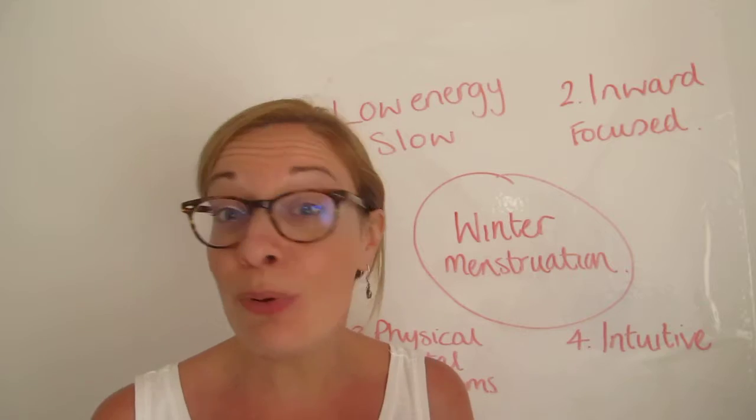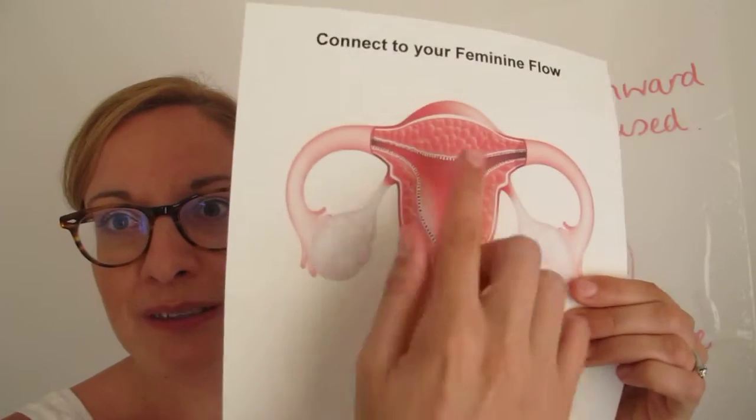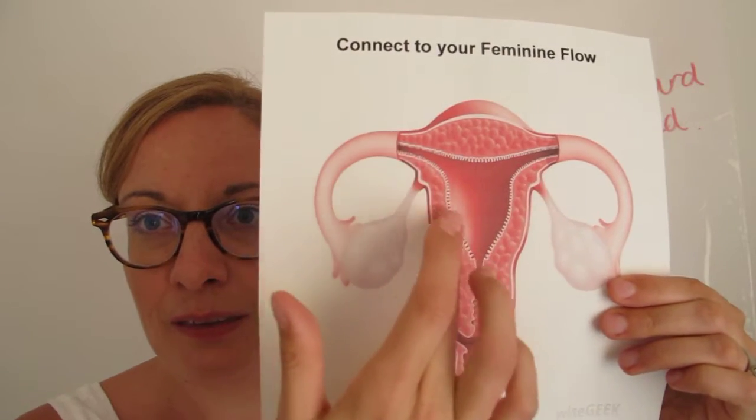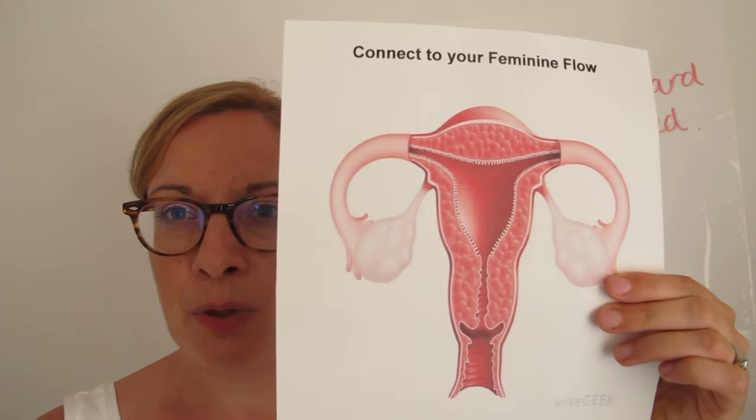But what's going on in your body during a period? Well, as we've discussed, those hormones are dropping down. But if we come back to our uterus diagram, you see these walls that sit around the uterus, around the womb.